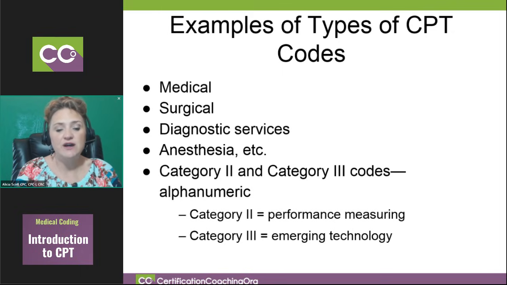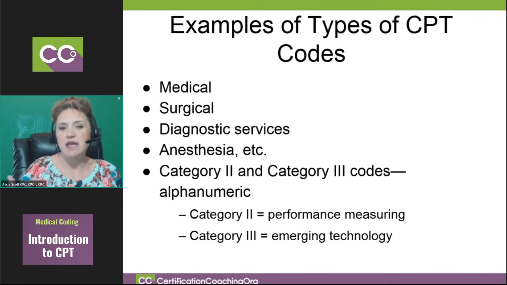Then you have the category 2 and 3 codes. They're all in alphanumeric order. Category 2 codes are just performance measures, and category 3 is that emerging technology that I mentioned before. So you're going to have medical, you're going to have surgical, you're going to have your diagnostic services, and anesthesia. That's the main part of what you'll be working with.